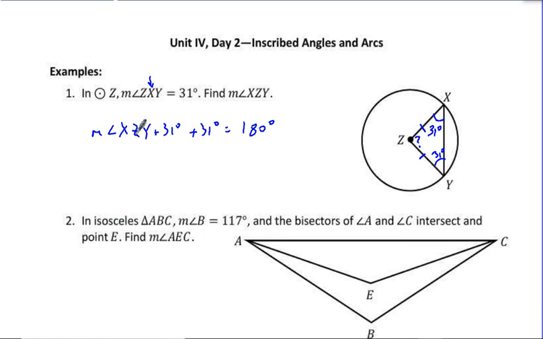All three angles in a triangle, according to the triangle sum theorem, equal 180 degrees. 31 plus 31 is 62, so we'll subtract 62 from both sides of the equation and find that the measure of angle XZY is 118 degrees.